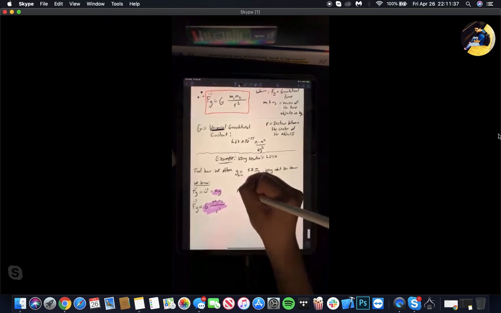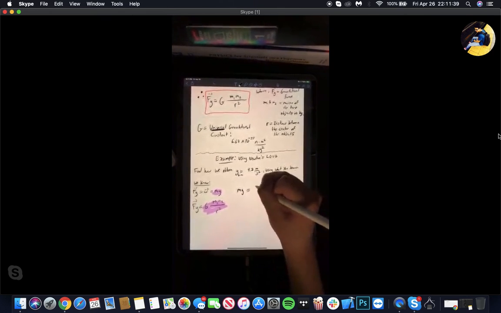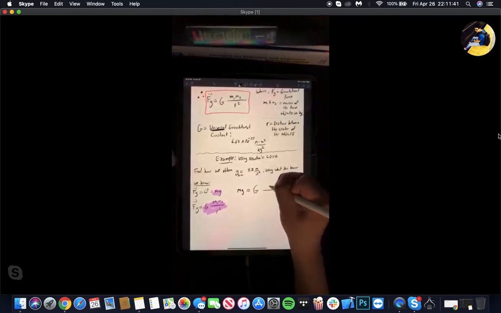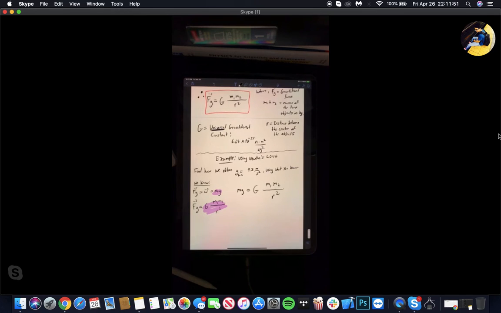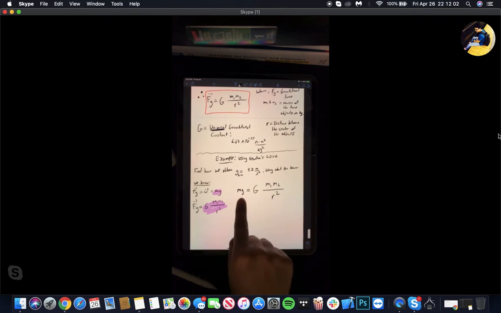So now we do mg equals big G m1 m2 over r squared. That's lit. Let it settle in. See why we know this? F_G equals weight, and F_G also equals G m1 m2 over r squared. Since both equations equal the gravitational force F, we can equate them and solve for G.